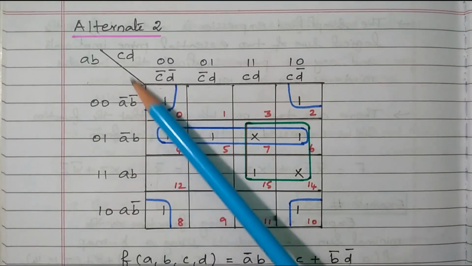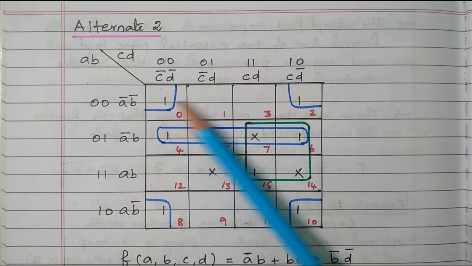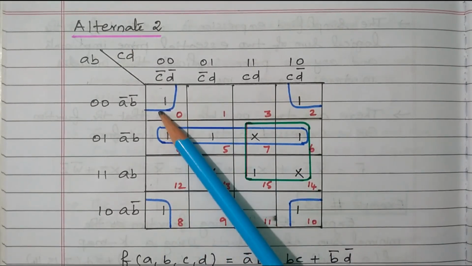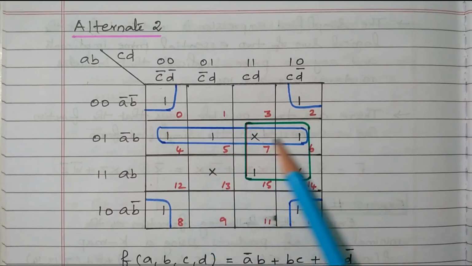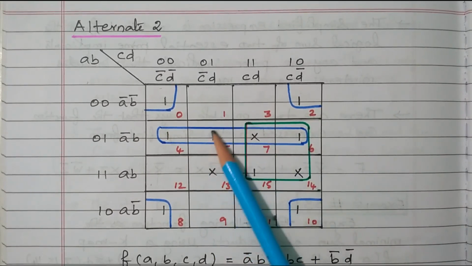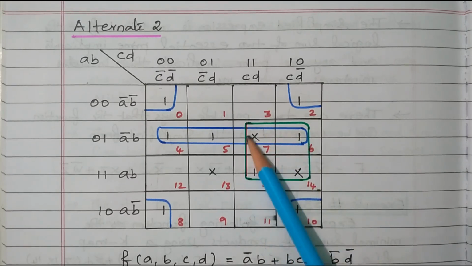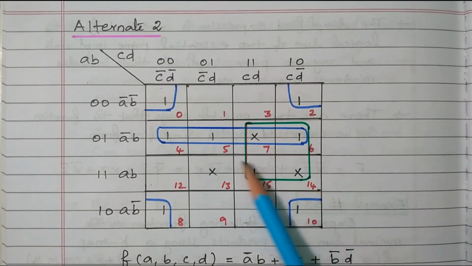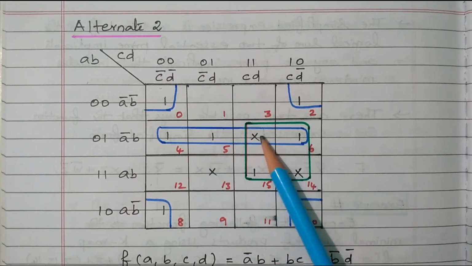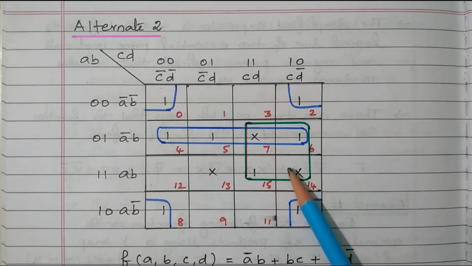Now we'll see the second alternate method. Same thing, these 4 ones at the corner are grouped together, and similarly these 4 cells are grouped together. Only at the center it is grouped in the previous alternate, but here we are going to group these 4 cells. That is a next possibility, right? Instead of grouping the 4 cells at the center, the third and fourth column 4 cells are grouped together. That is another possibility, right?